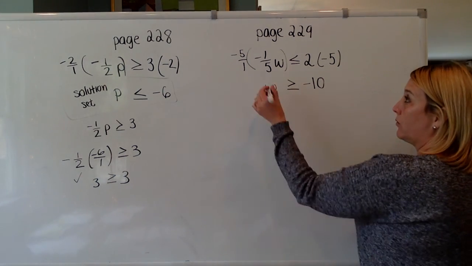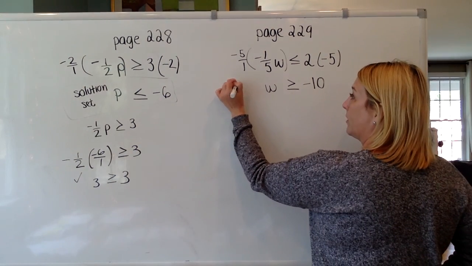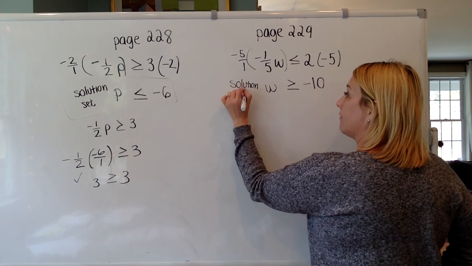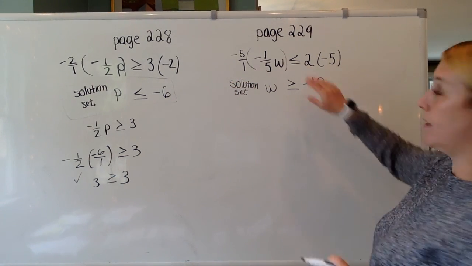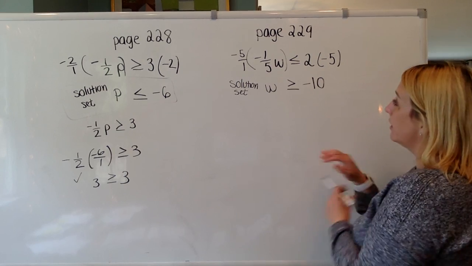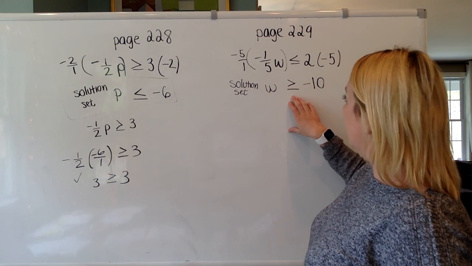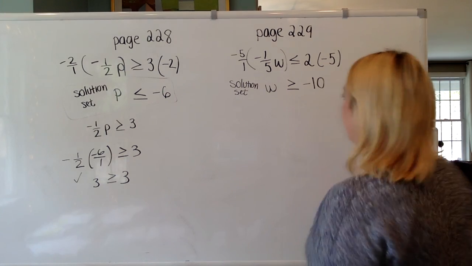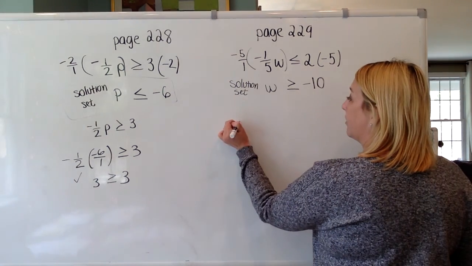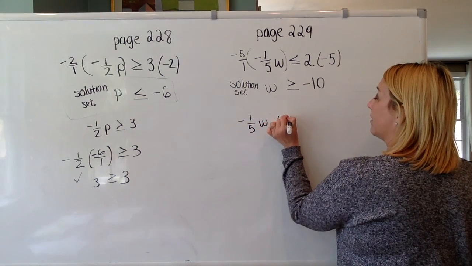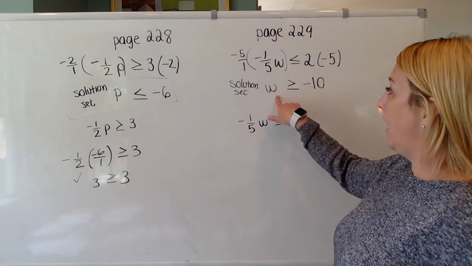So for my solution set, remember, this is my solution set. This tells me possible values for the variable that would make the inequality true. So we are going to be looking for values for W that are greater than or equal to negative 10. So I'm going to rewrite my original inequality here because that's when I'm plugging my values for W in.